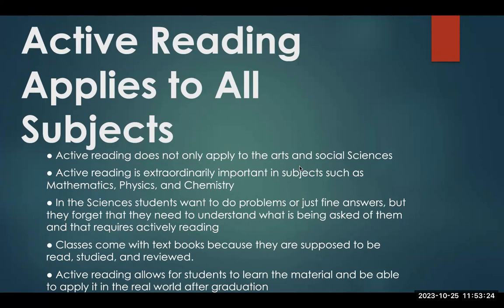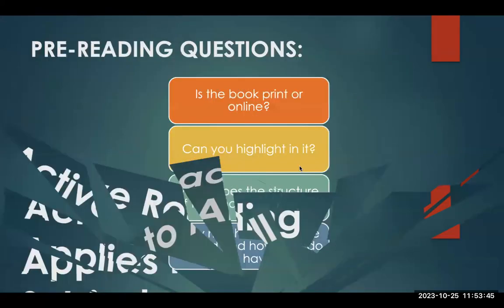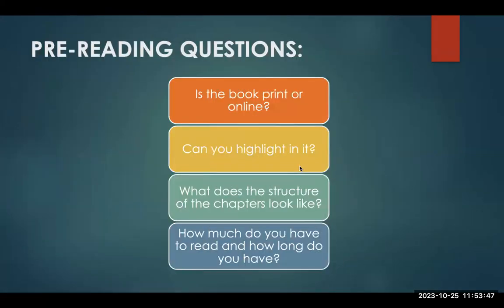So classes come with textbooks because they're supposed to be read, studied, and reviewed. They are not optional to the class. All textbooks are in general necessary for understanding the class in its entirety. Active reading allows students to learn the material and be able to apply it in the real world after graduation. So, some pre-reading questions you should ask when you have reading to do.